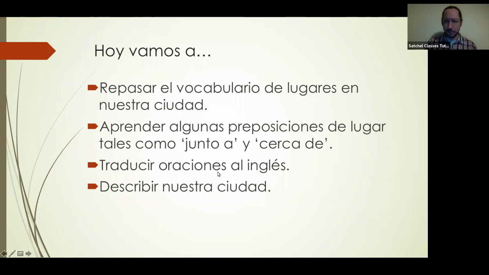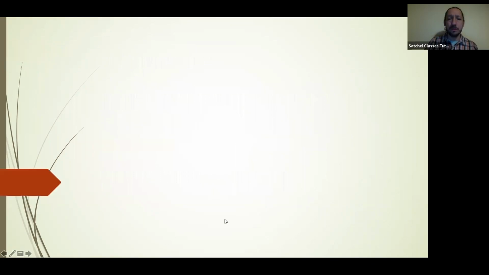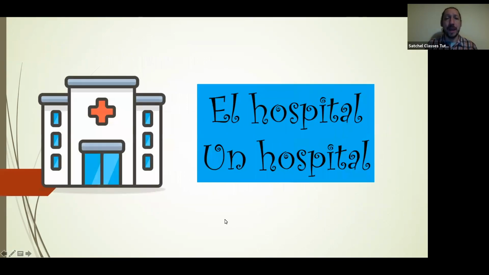Okay, so the first thing we are going to do is revise the vocabulary for la ciudad. So let's start with the first one. El hospital, un hospital.